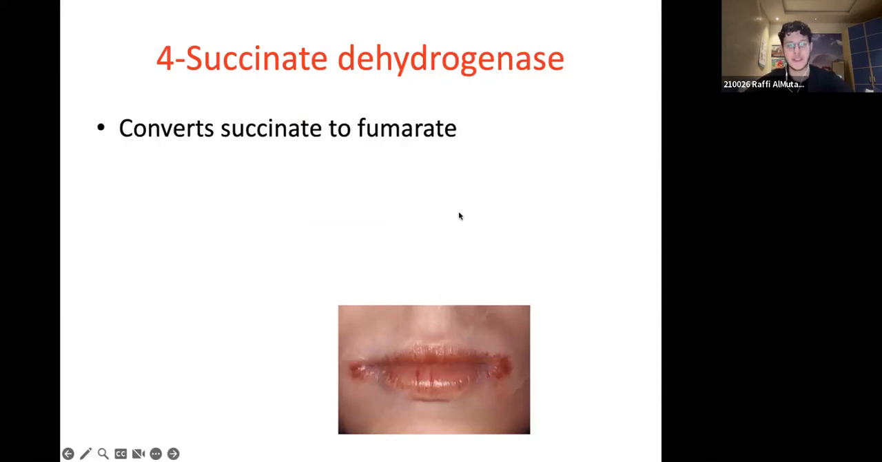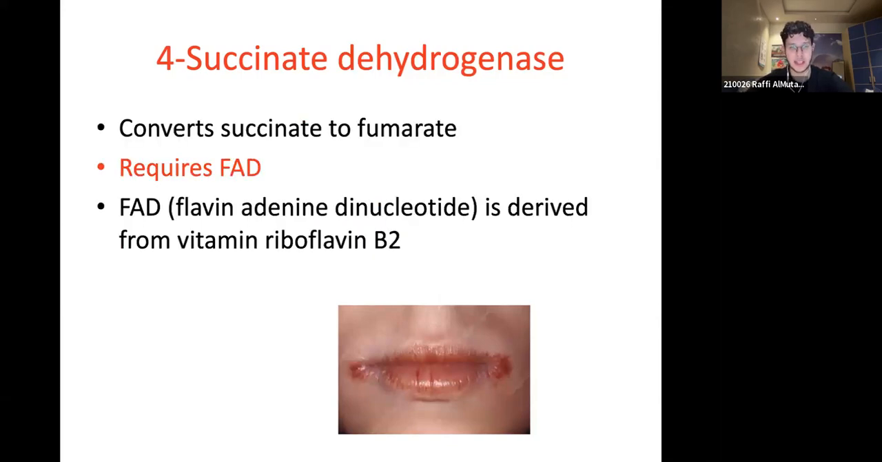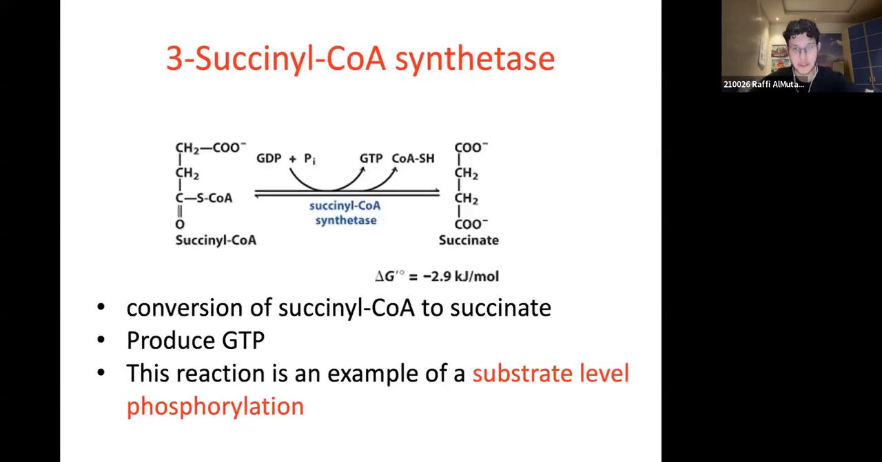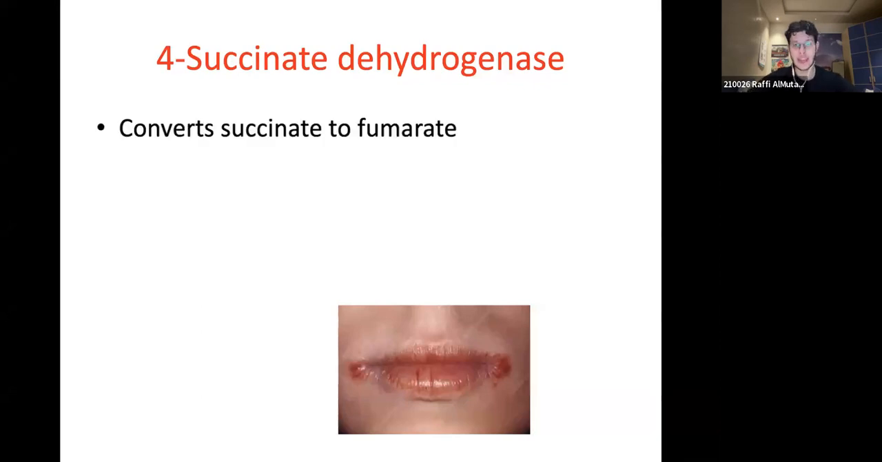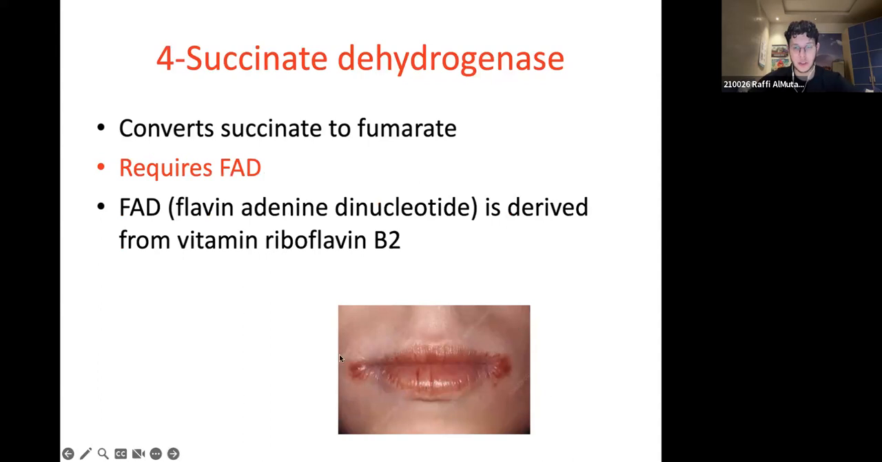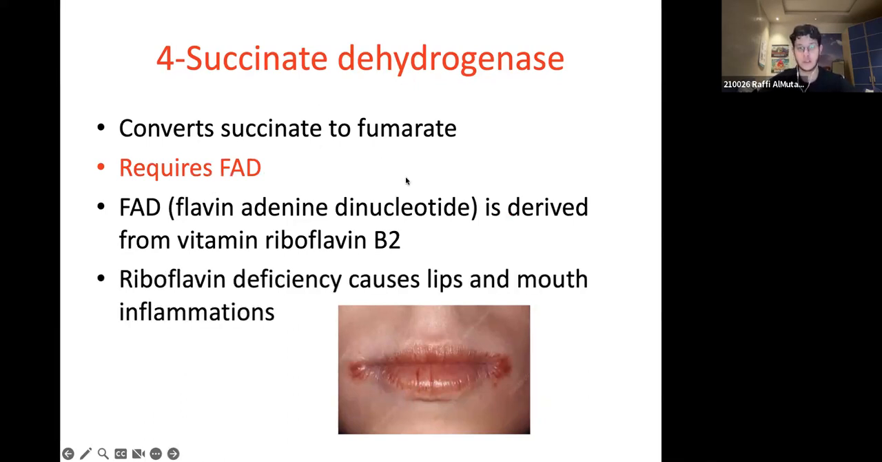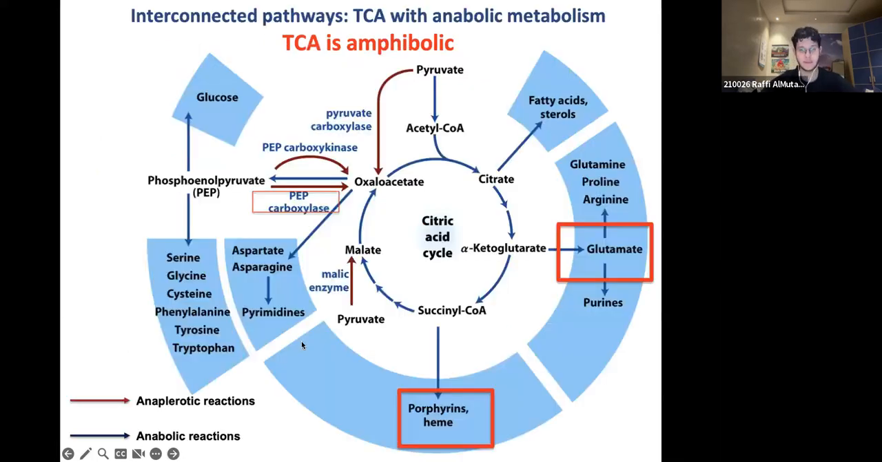And succinate dehydrogenase is affected, so it needs FAD. So this is the next step. After this, succinate is then dehydrogenated by succinate dehydrogenase. Basically, if we don't have FAD, and FAD is B2, it's going to cause dermatitis. So this is what we see here, dermatitis. This is inflammation of the skin. And this step requires FAD. Succinate dehydrogenase converts FAD to FADH2. So, lip and mouth inflammations, and skin inflammation, so it's dermatitis.